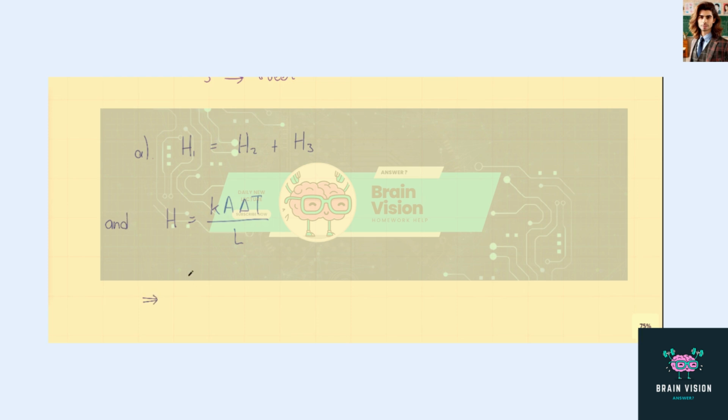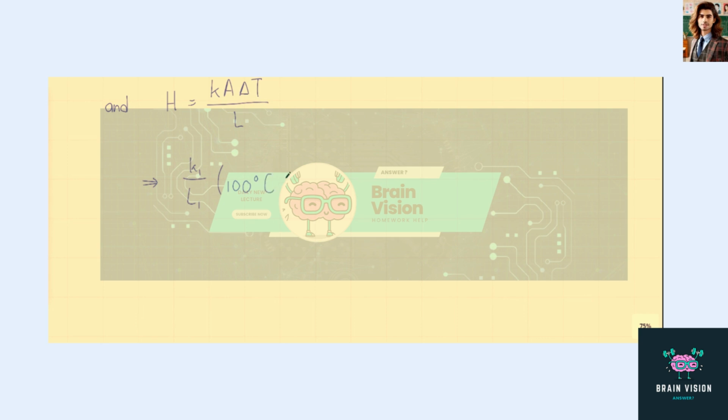So we can write that K1 over L1, the thermal conductivity for copper over the thickness of the copper end, times the change in temperature, which is 100 degrees Celsius minus the temperature of the junction, T0, is equal to K2 over L2 times T0 plus K3 over L3, where K3 is the thermal conductivity for steel, over L3, which is the thickness of the steel end, also times the temperature of the junction, T0.